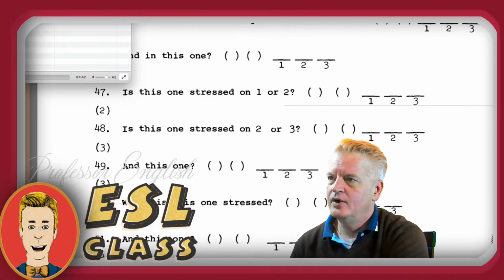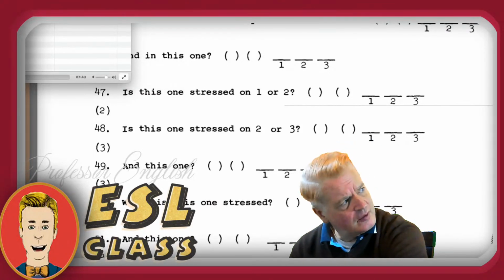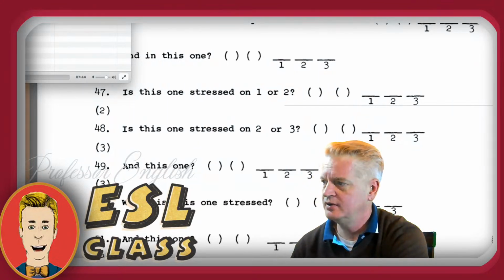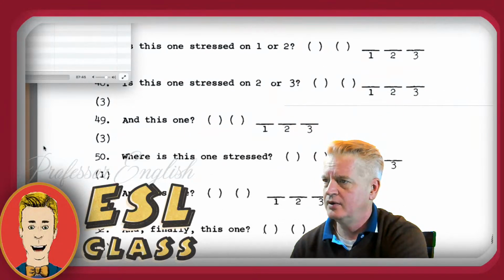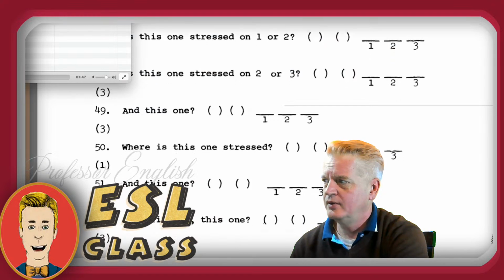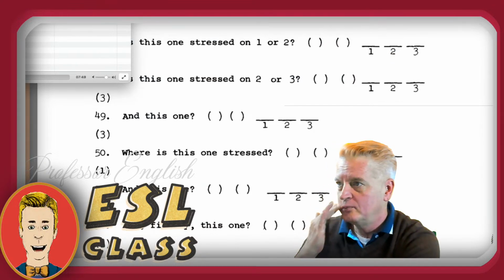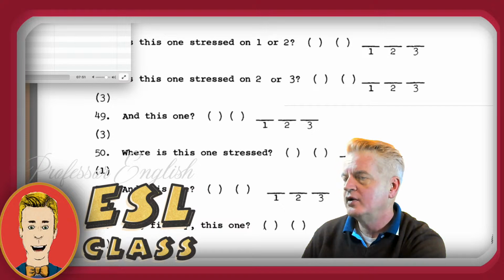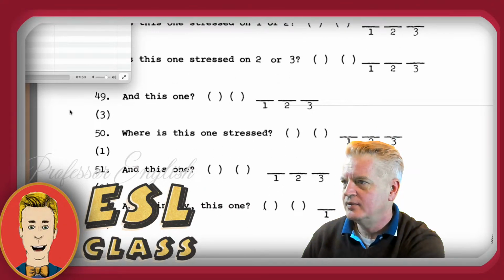48. Is this one stressed on two or three? Unterwegs. Unterwegs. Sounds like three. 49. Konferenz. Konferenz. That sounds like the third one.